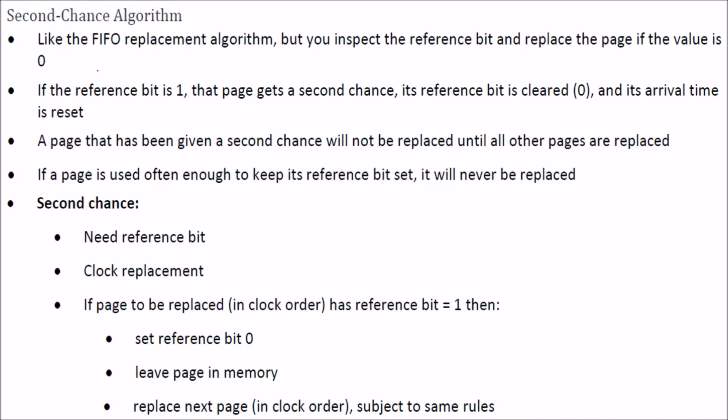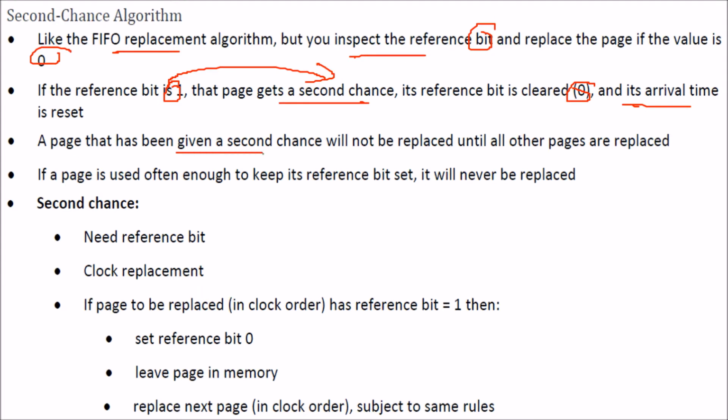We have one more thing which is called the second chance algorithm. It is just like the FIFO replacement algorithm, first in first out. But here we inspect the reference bit, and we replace the page if the value is 0. If the reference bit is 1, then that page gets a second chance. Its reference bit is cleared, we make it 0, and its arrival time is reset. So it gets another chance. The page that has been given a second chance will not be replaced until all other pages are replaced. This is the second chance algorithm.